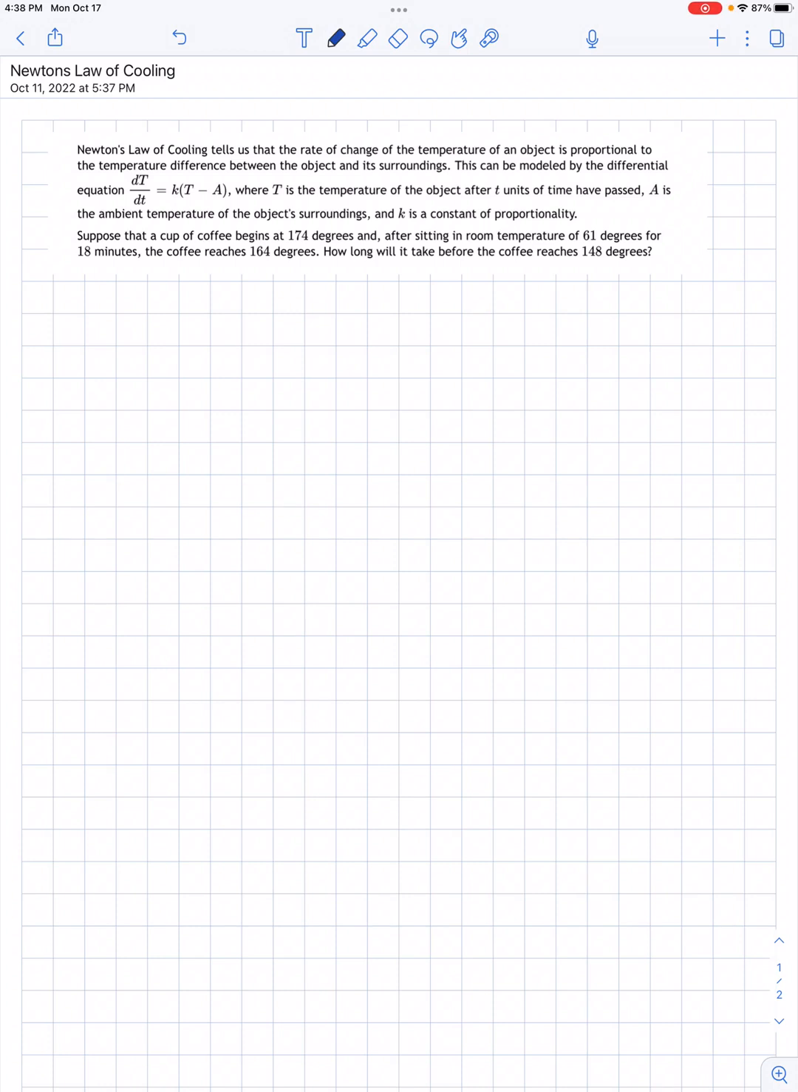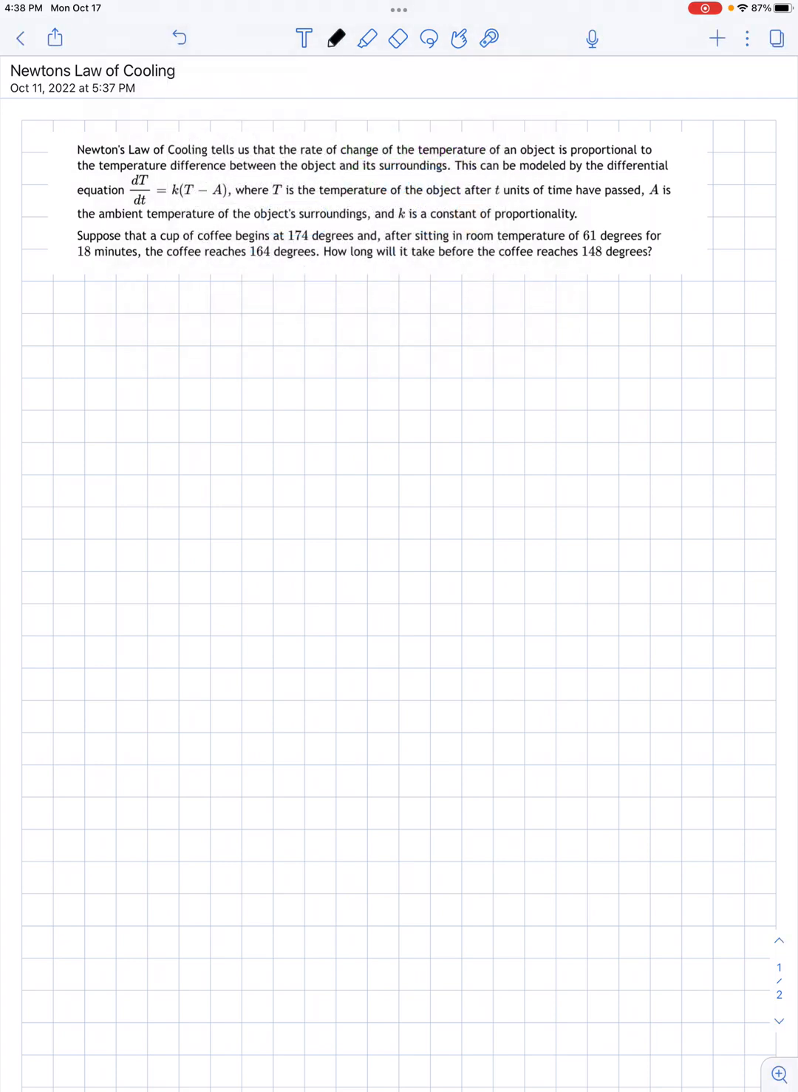Hello. So we are going to do an example using Newton's law of cooling this time. Newton's law of cooling is this differential equation, which essentially is saying the rate of change of temperature at a certain time is equal to this stuff. And that stuff is the temperature of the object after t units of time. A is essentially the surrounding temperature, the ambient temperature of the object's surroundings. K is the constant of proportionality.